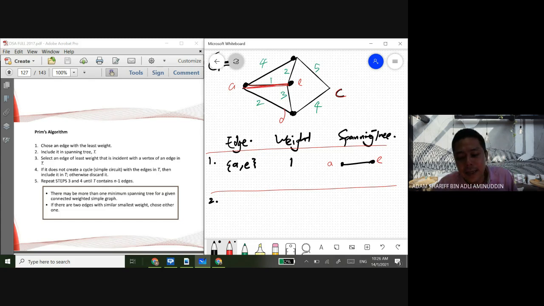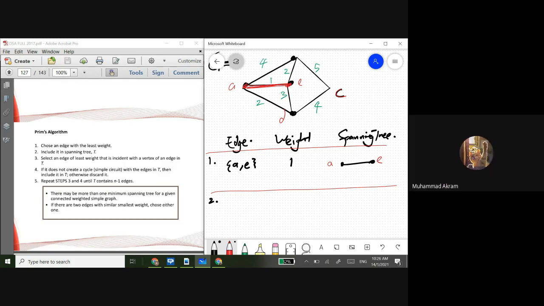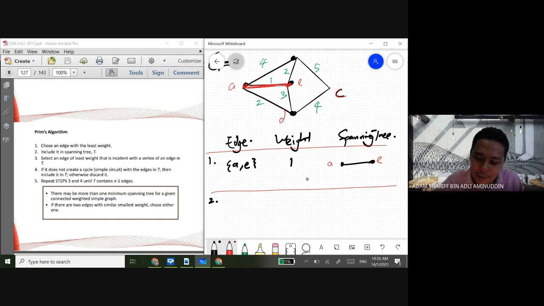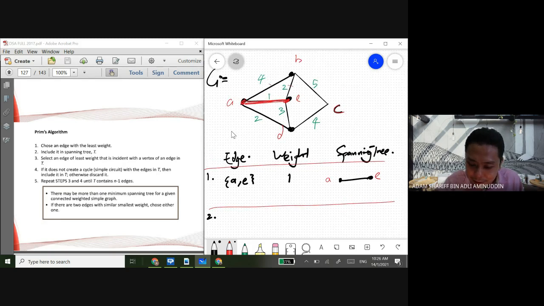Okay, how many edges are incident to AE? Okay, saya warnakan. 2? 2? Are you sure? Cuba tengok. 4. Ada empat. Satu, dua, tiga, empat. Ha. Yang insiden kepada AE ada empat. Okay, bagi nampak dulu eh. AE kita dah pilih. We must check every other edge which is incident to AE. Ada AB, ada BE, ada ED dan juga AD. Ada empat choices.